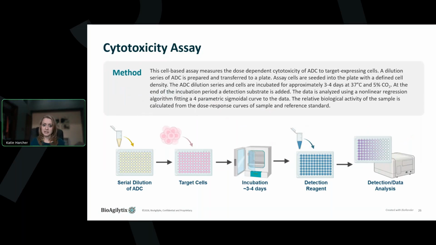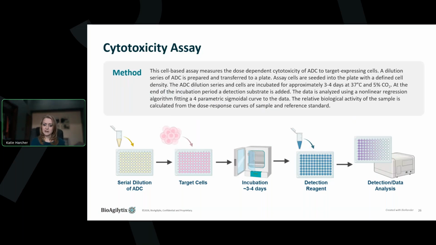Okay, so as I mentioned, it was a cytotoxicity assay. It's a cell-based assay. And so the way the assay was performed, a dilution series was made of the antibody drug conjugate, put in the assay plate, and then the target cells were added to that assay plate. The plate was incubated for 3 to 4 days at standard incubation conditions. After the end of the incubation, a detection reagent was added and the data was read on the plate readers.